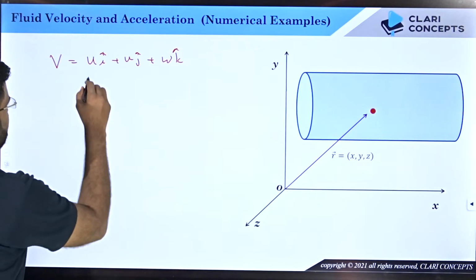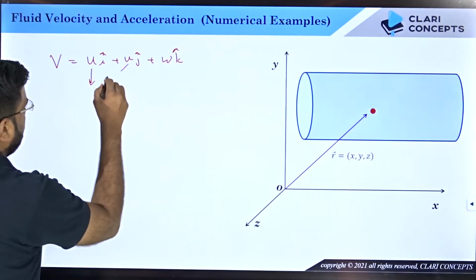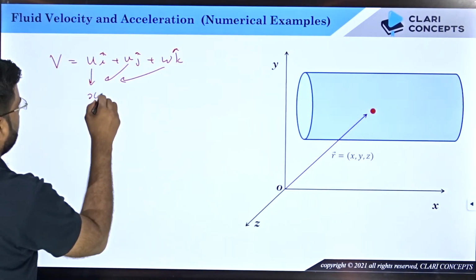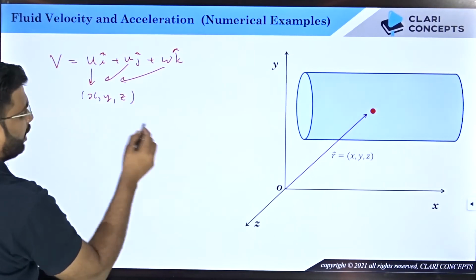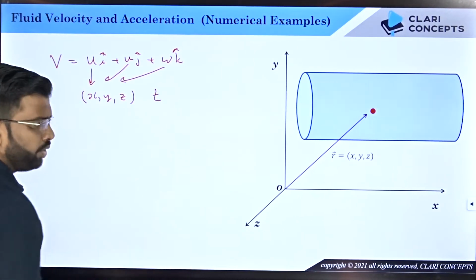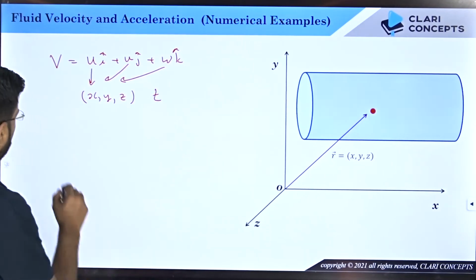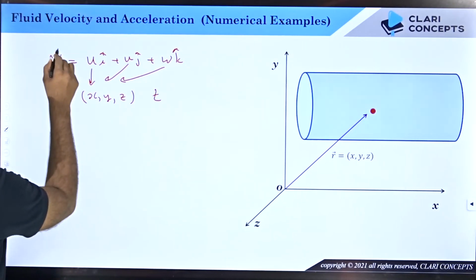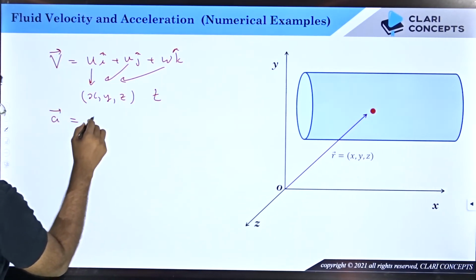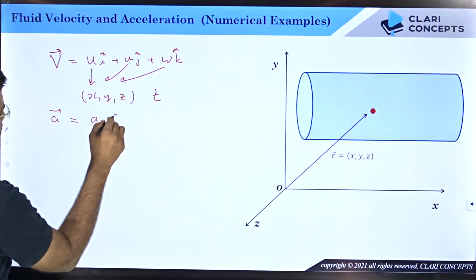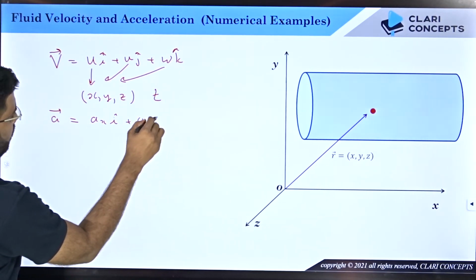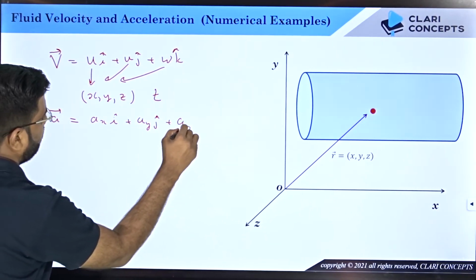So I can say that u, v and w, all three, are variables of x, y, z, that is space coordinates, as well as time. And if I talk about acceleration, velocity is a vector quantity, and acceleration has three components again: axi plus ayj plus azk.